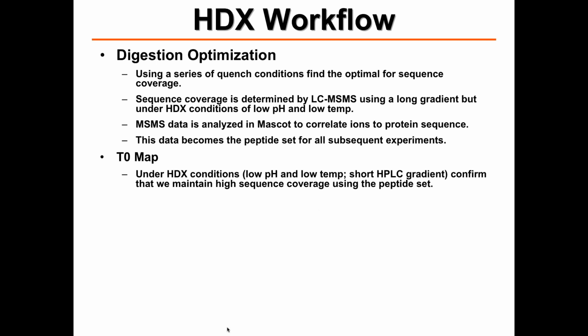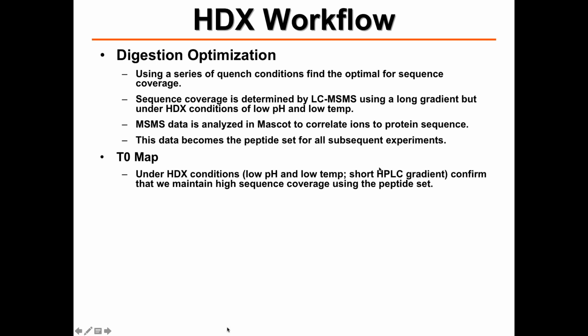The next thing we then need to do, so we may have 100% sequence coverage here, is we generate what we call our T0 map. This would be the first time point in your HDX experiment, which is basically no deuterium. And it's under the ideal HDX conditions, which are low pH, low temperature, but also a very short HPLC gradient.